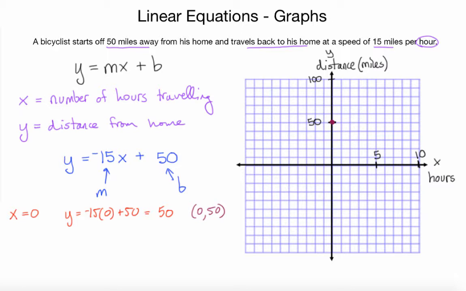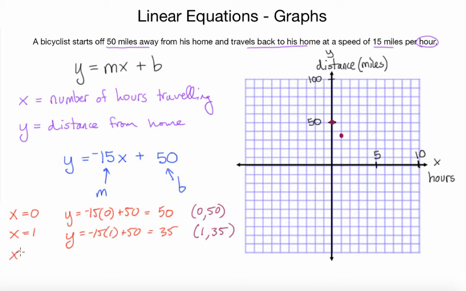All right, let's do another one. What if x is 1? Well, my y value is equal to negative 15 times 1 plus 50, which is 50 minus 15, which is going to be 35. So my next point, after he travels for 1 hour, he's only 35 miles away from home. So he goes for 1 hour. I'm going to find 1 on my x-axis. Now he's only 10, 20, 30, 35 miles from home. So he's a little bit closer. He's a happy guy.